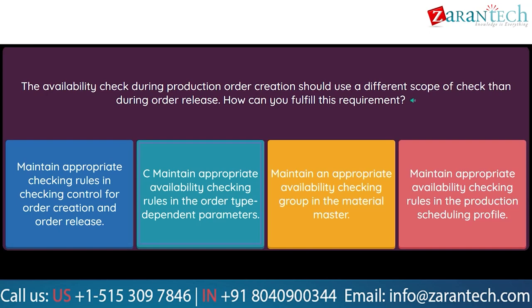Option 2, maintain appropriate availability checking rules in the order type dependent parameters. Option 3, maintain an appropriate availability checking group in the material master. Option 4, maintain appropriate availability checking rules in the production scheduling profile.